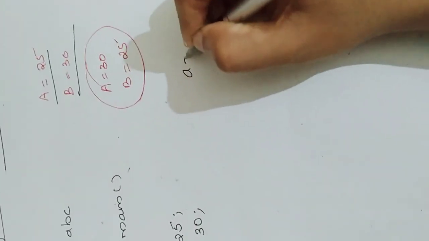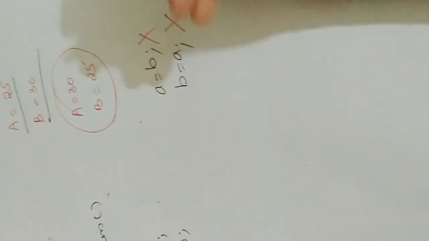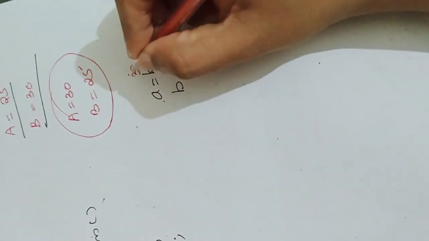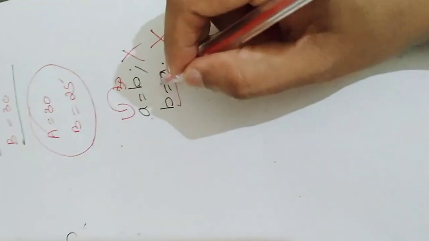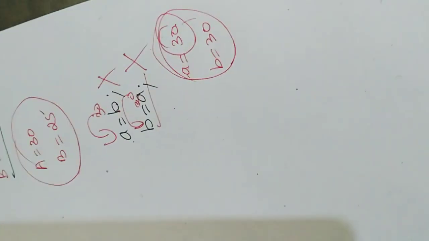Listen, suppose you try to exchange the values with A is equal to B and B is equal to A. It is wrong. You know why? When you do A is equal to B, B's value is 30, so 30 will be assigned to A. After the first step A will be 30, and in the second step you are trying to assign A to B. A's value is now 30, so it will assign 30 again into B, and now B will also have 30. This is not interchanging.